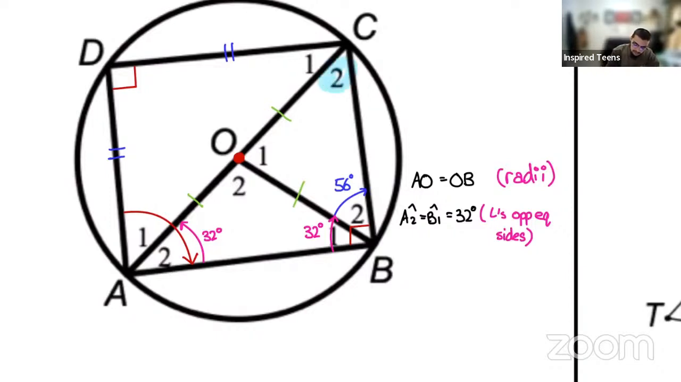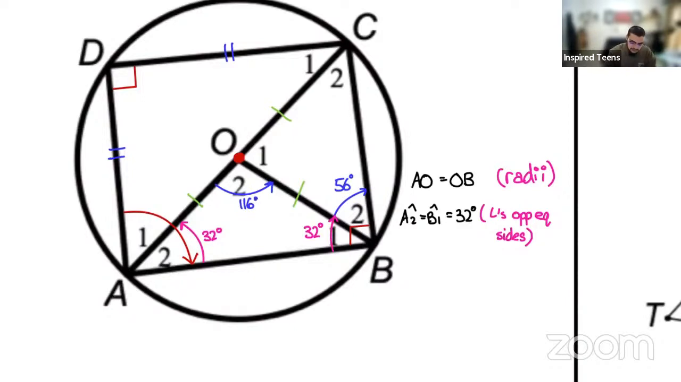Okay, and someone says C2 we can work with. So we can complete this triangle in triangle OAB. Okay, and we can do what? We can use sum of angles in a triangle to say that this is 180 minus 2 times 32, or just 180 minus 32 minus 32. And we get 116.